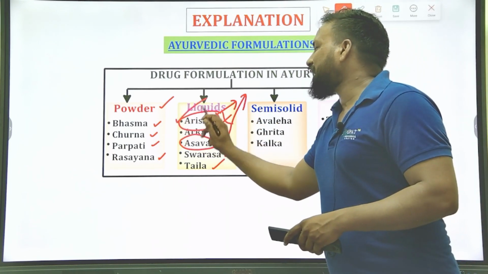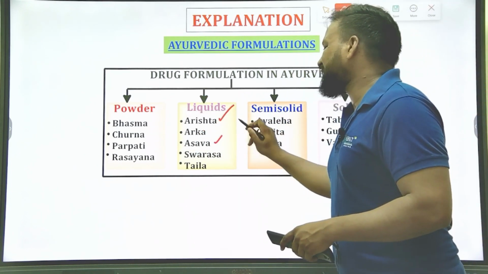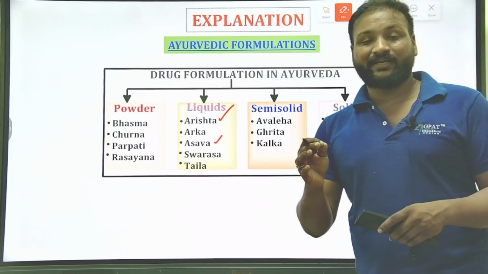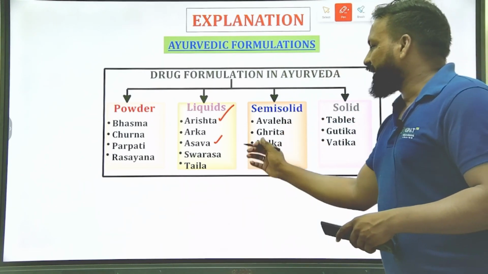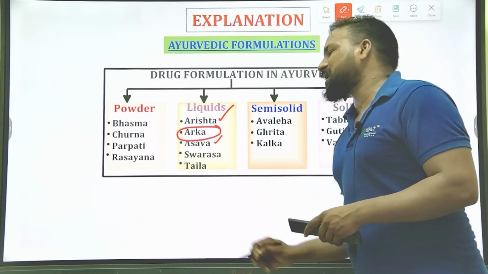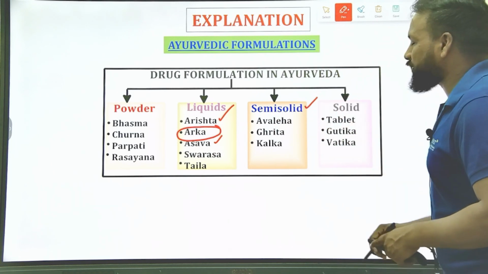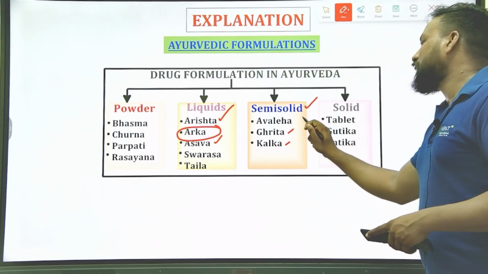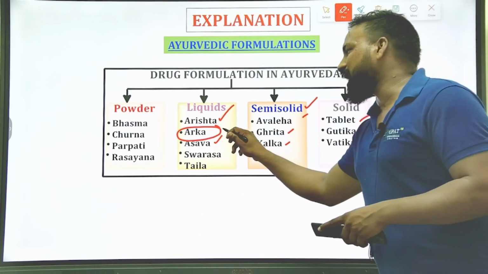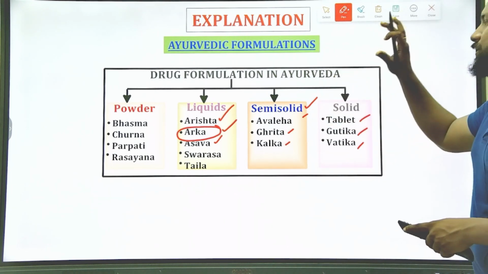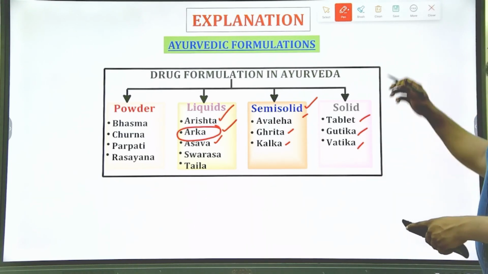Both Asava and Arishta are the two important alcohol-containing, self-generating alcohol preparations. Arka and Swarasa are also liquid dosage forms, so the right option for this question is Arka. Apart from that, there are semi-solid dosage forms like Avaleha, Ghrita, and Kalka, and solids like tablets, Gutika, and Vatika. So the right option for this question is Arka. Do remember, and try to take a screenshot of this. It will definitely help you.